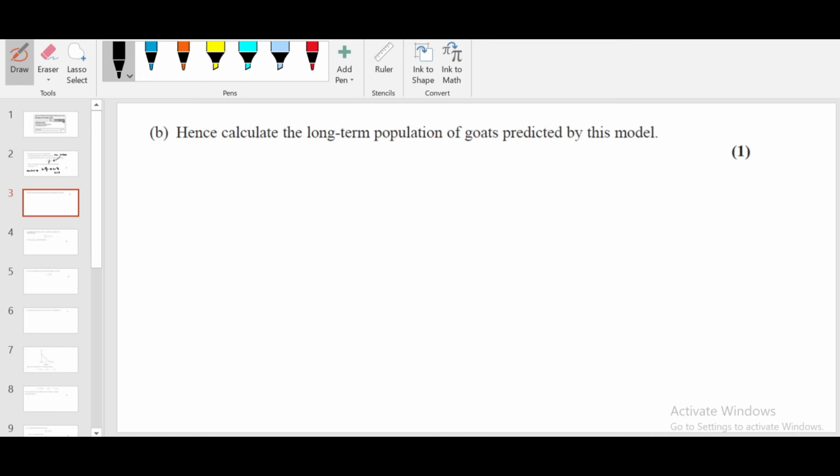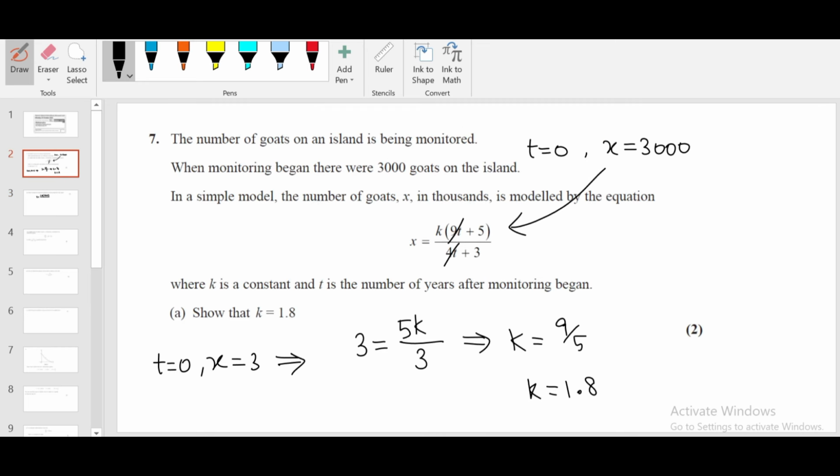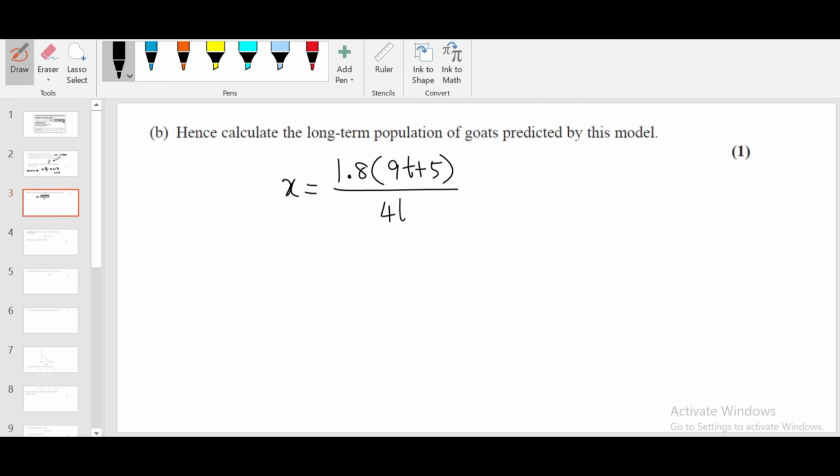Hence, calculate the long-term population of goats predicted by this model. The model is X is equal to K times (9t plus 5) divided by (4t plus 3). It's a 1-mark question. I want you guys to listen to me. Whenever the question talks about long-term population or the upper limit or the maximum value that X can reach, it's going to be a 1-mark question. But the proper way of doing it is to replace t by infinity to get the value.